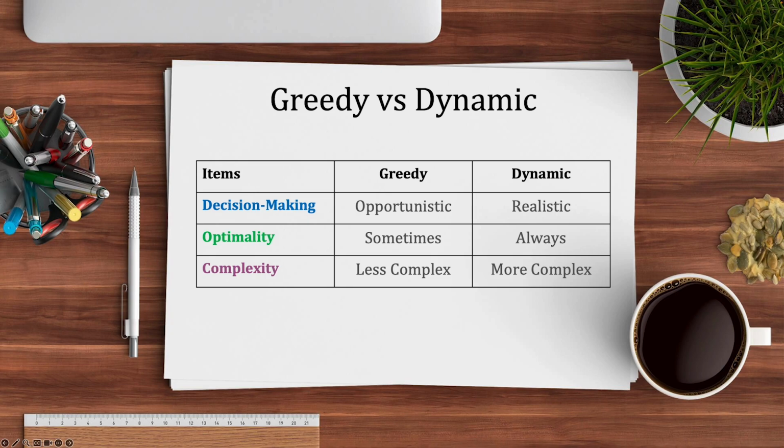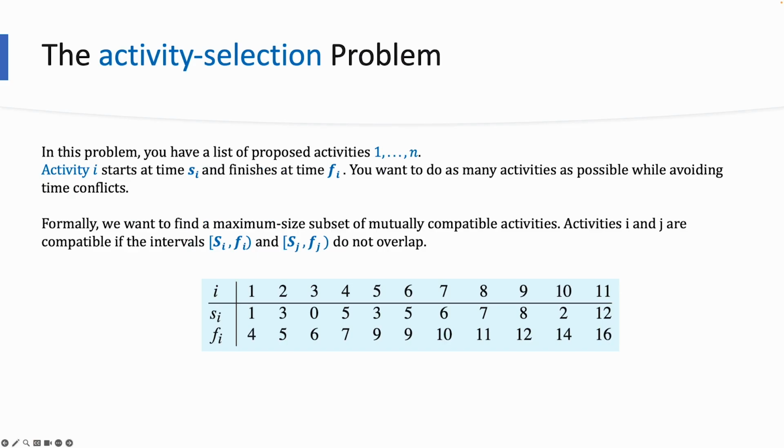Now, with that said, let's actually get into a classical problem where we can talk about greedy choices a little bit more and make sense of things that we discussed so far. So here we are presented with a list of proposed activities numbered from 1 to n. Each activity has a defined start time Si and a finish time Fi. Our goal is to maximize our fun by participating in as many activities as possible while avoiding any time conflicts. Formally, what we are aiming for is to find the largest possible subset of activities that are mutually compatible.